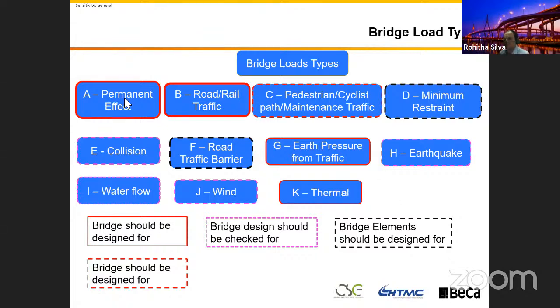And then we said the earth pressure and thermal always go together with the permanent effect. Your bridge is always subjected to earth pressure together with the loading. In addition to that, there is the thermal loading, as the bridge is moving in and out all the time.